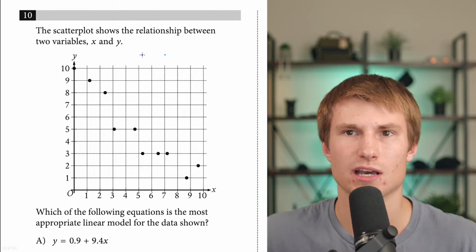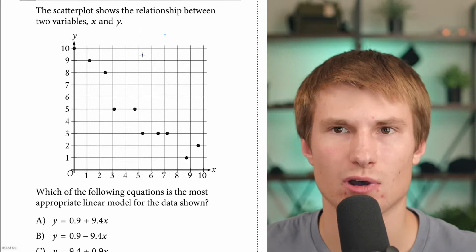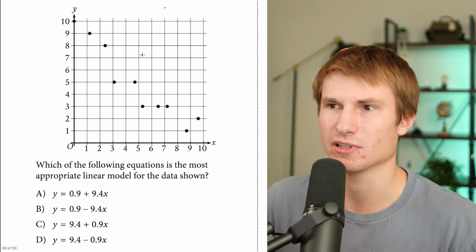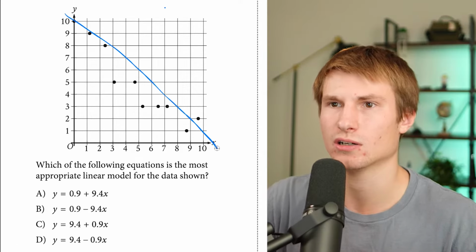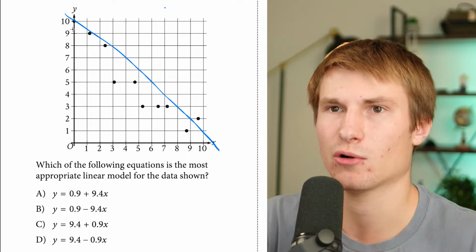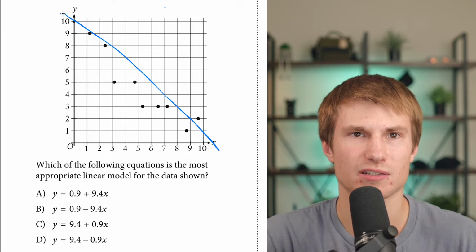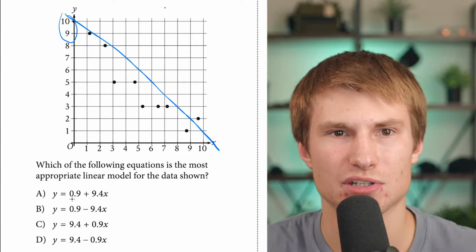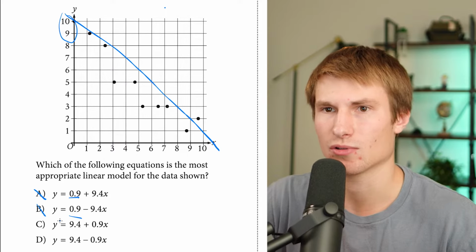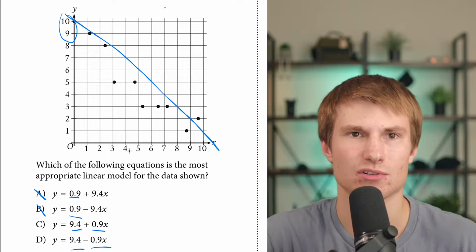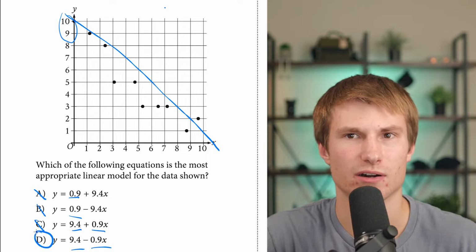Perfect. Okay, a scatter plot shows a relationship between two variables, x and y. Looks like we've got a negative slope. Which of the following equations is the most appropriate linear model for the data shown? We can quickly draw a line of best fit. It's usually okay to just be a rough estimate with scatter plot questions like this. The y-intercept looks like it's going to be somewhere between like 8.5 and 10. If we look at our options, we've got 0.9, 0.9. We can get rid of both of those. Now we're left with 9.4, 9.4, and then positive versus a negative slope. We see it's a negative slope, so we can get rid of C, and our answer there will be D.